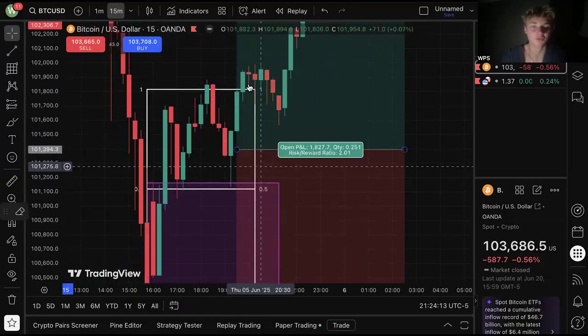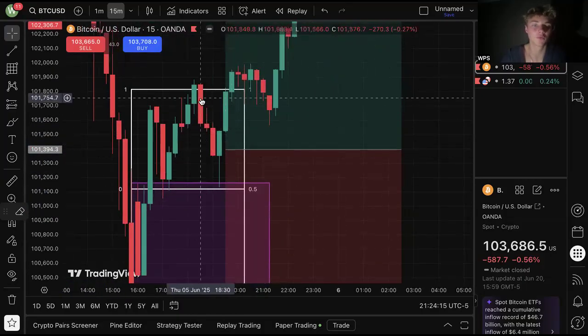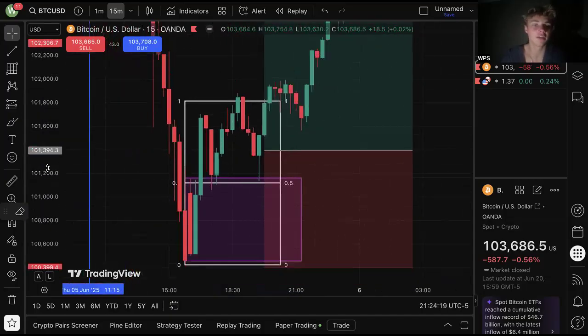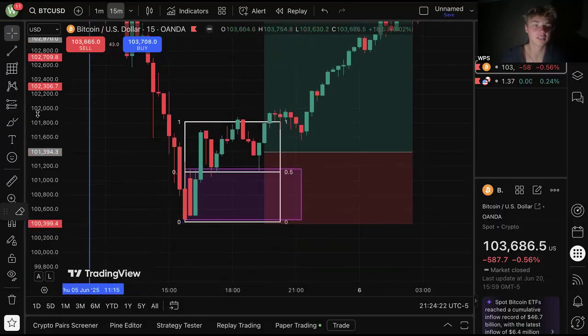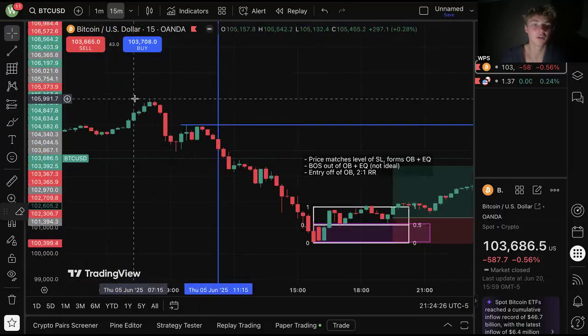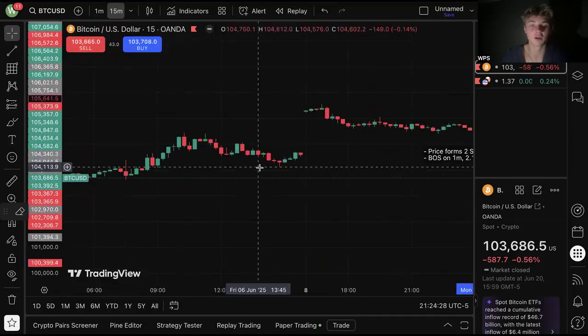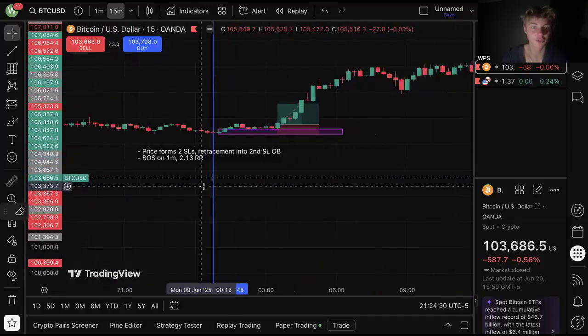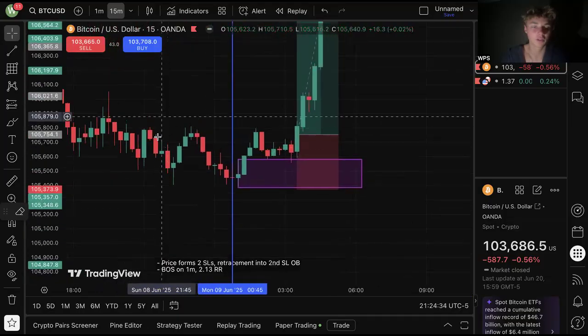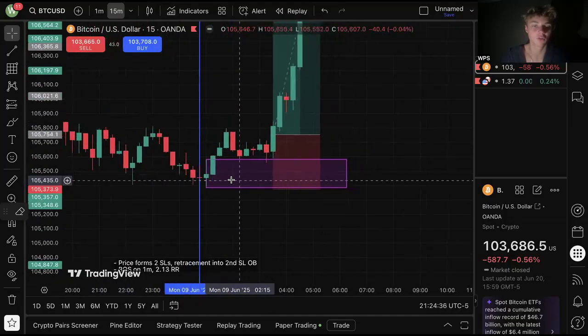I'm not going to go into it just so I don't lose my place, but once price does break structure to the upside, I would enter off of this and then set my stop loss below here as it is and take profit probably up here, if not up here or up here, and all of that would have gotten hit. For the third trade, I would have a swing low here, another swing low right here.